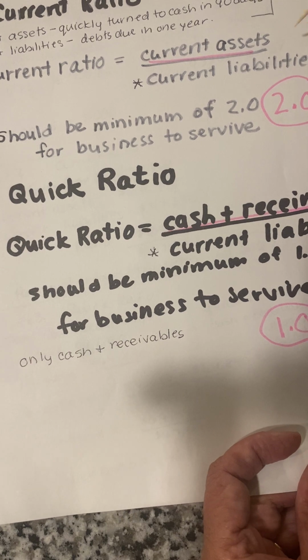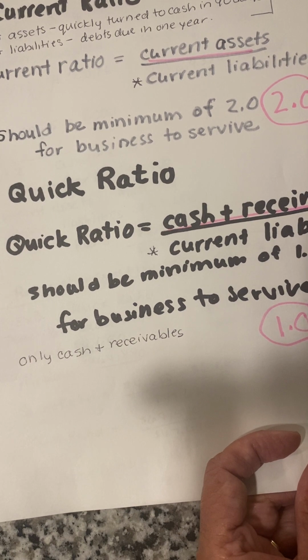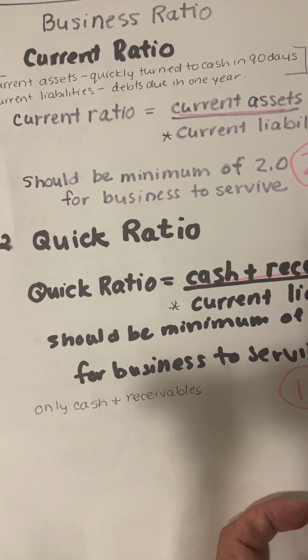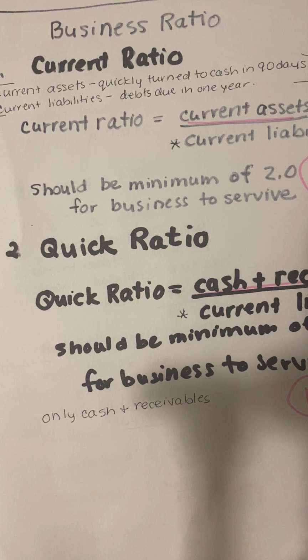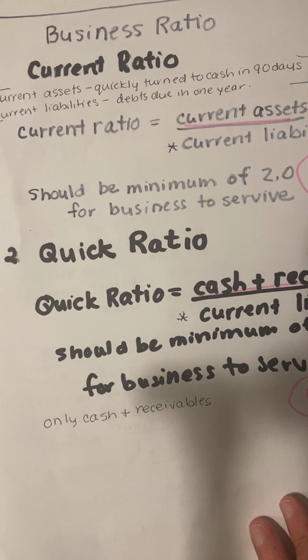So this is not very hard. It's not like, oh no, we're going to talk about something that's hard, but this is really good for business. You can figure out if a business is going to make it right away. If you take your cash and receivables and divide them by your liabilities, what you owe, you can see that if you owe too much, the ratio will be less than 1, and then your business probably cannot survive. You can tell how a business can survive.